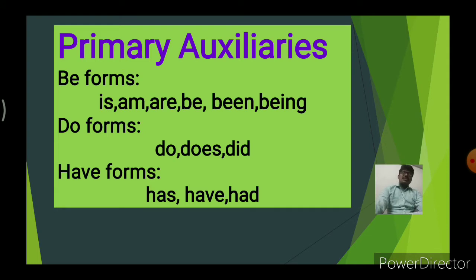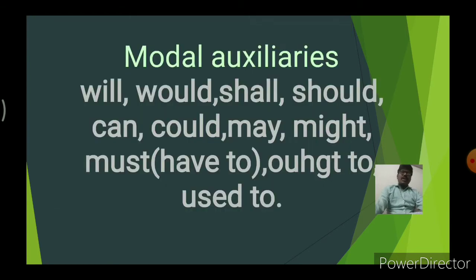Primary auxiliaries: be forms, do forms, have forms. Be forms are is, am, are, be, been, being. Do forms are do, does, did. Have forms are has, have, had. And modal auxiliaries are will, would, shall, should, can, could, may, might, must, or have to, ought to, used to. These are all about modal auxiliaries.